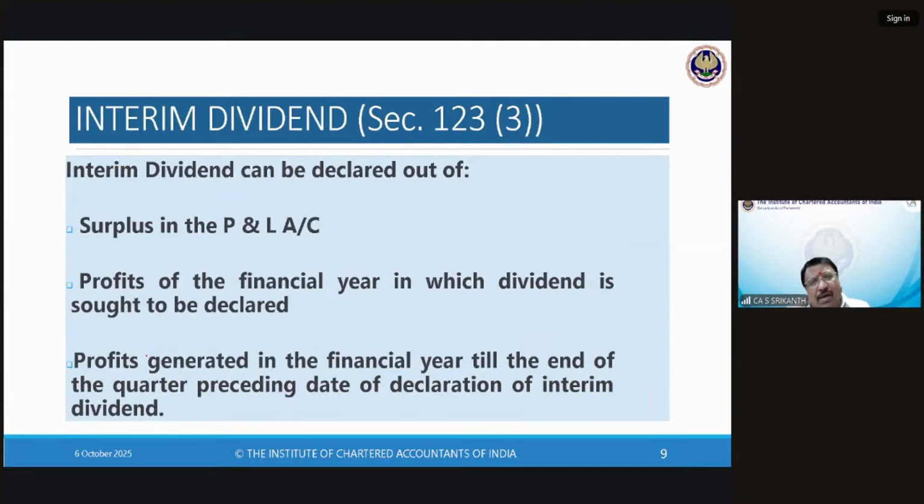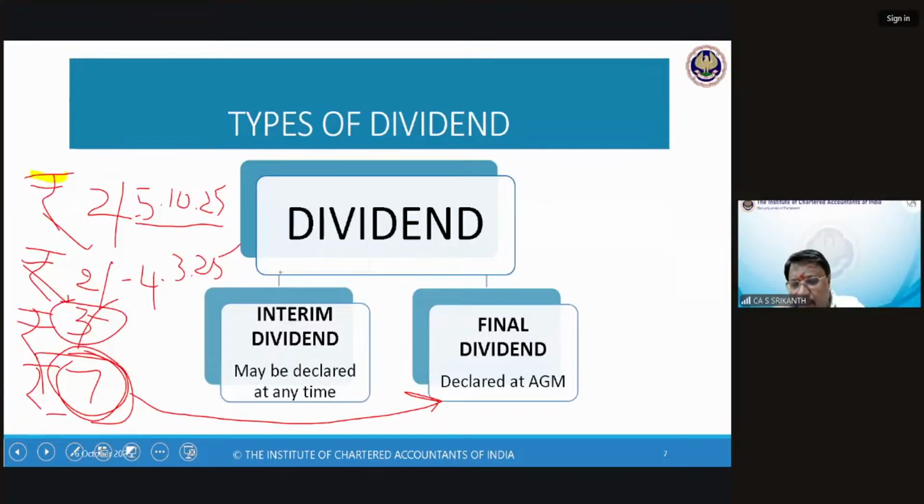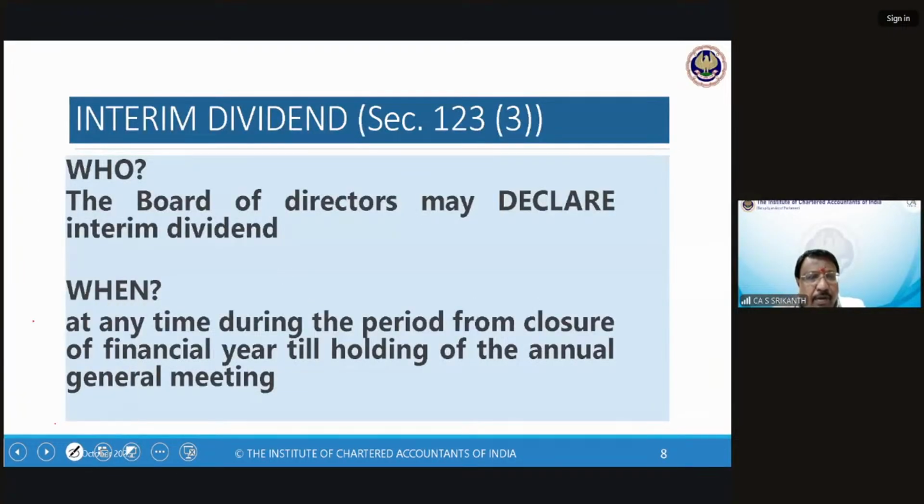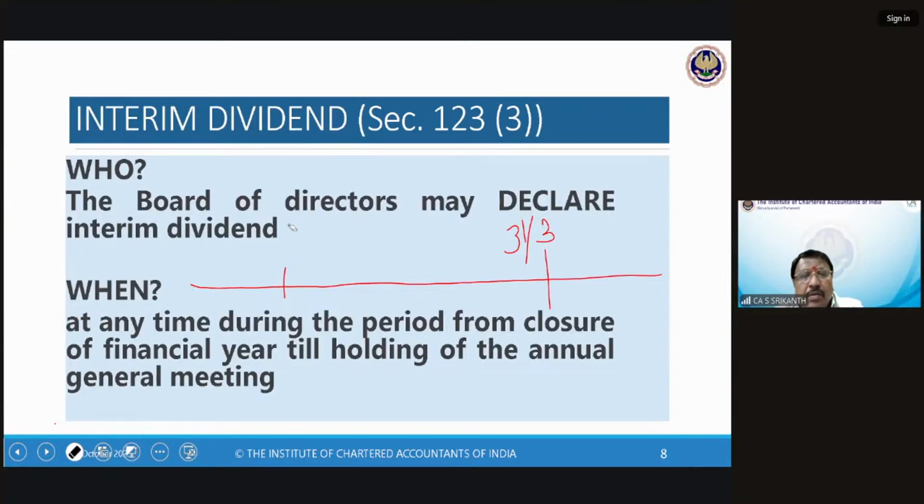See, there is no big cycle. Interim dividend is nothing. Let me draw a diagram, but it's not so complicated as you think it is. Here's a line. Let's draw here 31.3. Another 31.3. Rather, let us call this 1.4. That will be easier. So this is one gap.